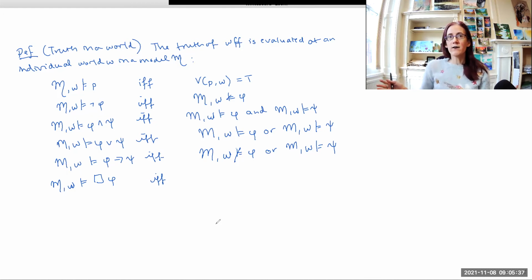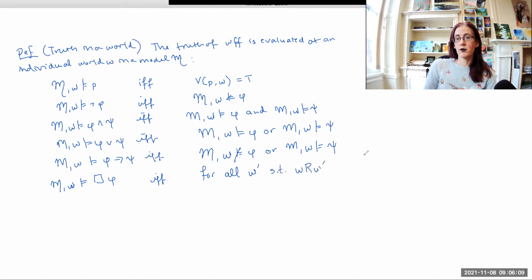So if you want to find a counterexample to say all cats are black, you have to just look around at all of the cats until you find one that isn't. And if you can't, then you conclude all cats are black. Similarly with necessity, except what we're doing is we're looking over all of the relevant possibilities. And if we can't find any one that makes phi false, well, then not only is it true, it's going to be necessarily true. So the way we write this out is we say that for all W prime, such that W sees W prime, or W prime is related to W, at that world, we have phi true.